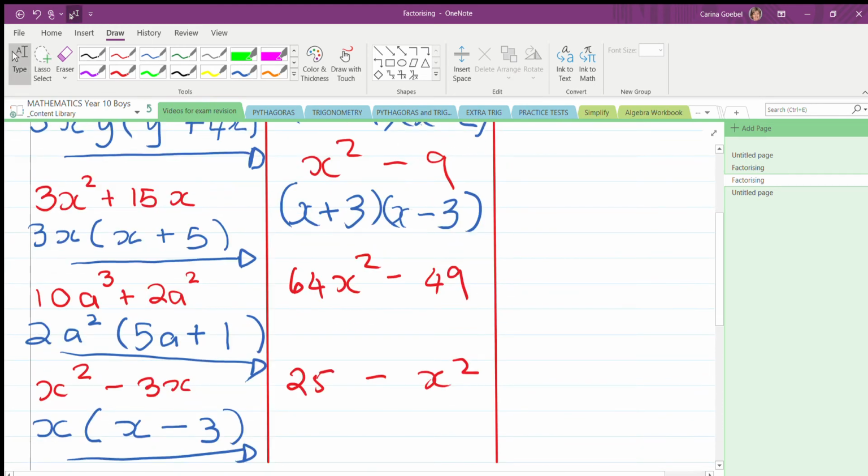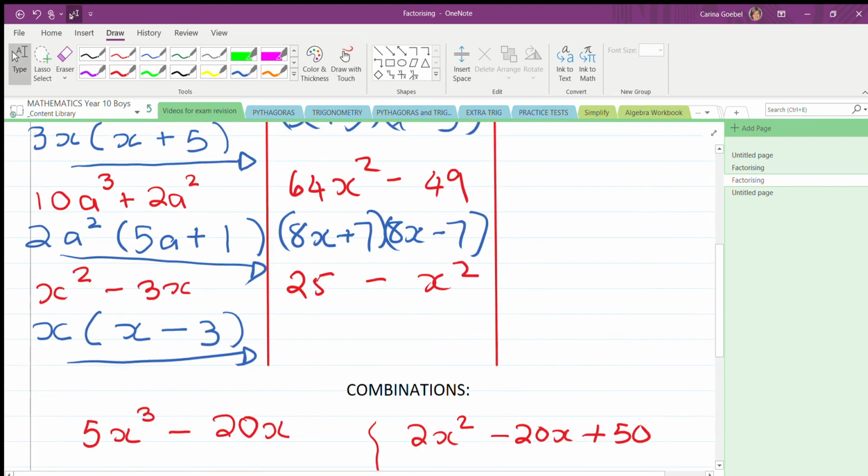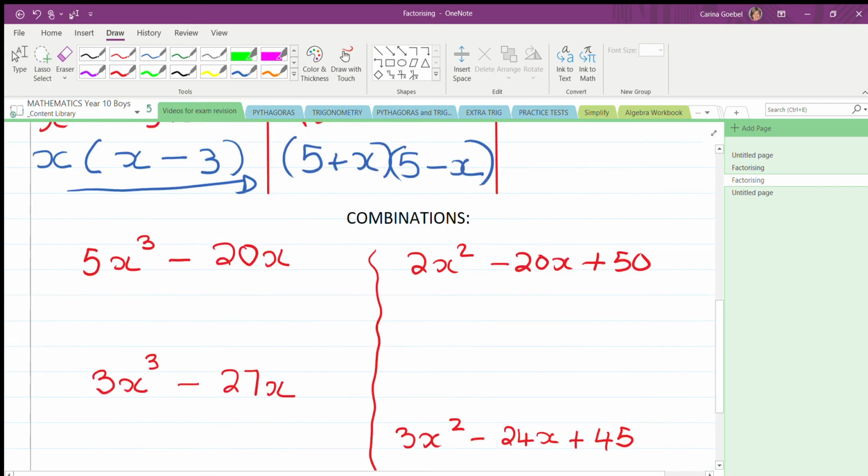Next one, square root of 64 is 8, so you'll have 8x. Square root of 49 is 7, so we'll have a plus and a minus. Lastly, 5 minus x. Okay. All right, just have a look at these combinations.